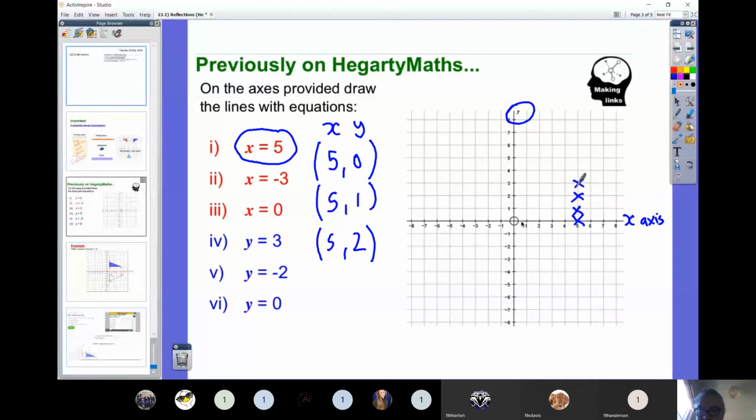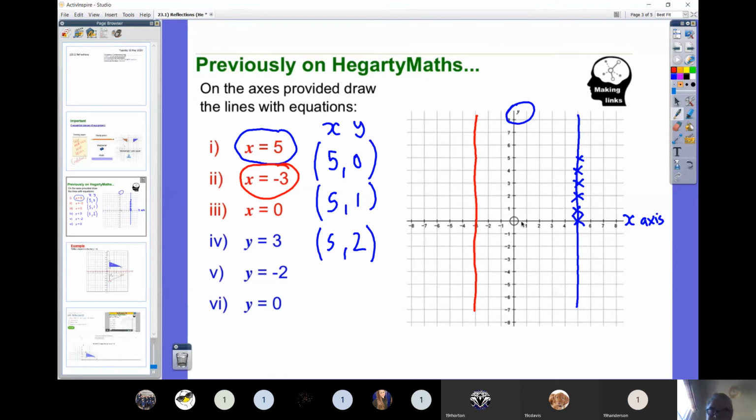So all these coordinates here are forming the line x equals 5. So x equals 5 is the line going downwards on x equals 5. That would be our mirror line. So for the second one, for x equaling minus 3, that's going to be over here.